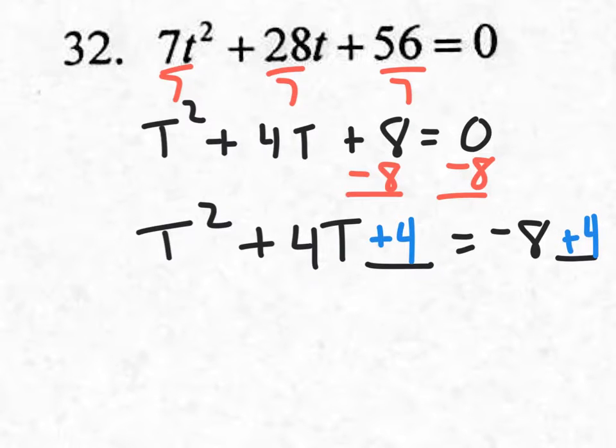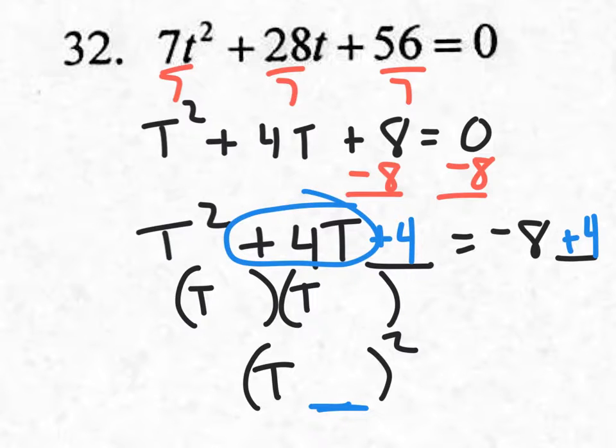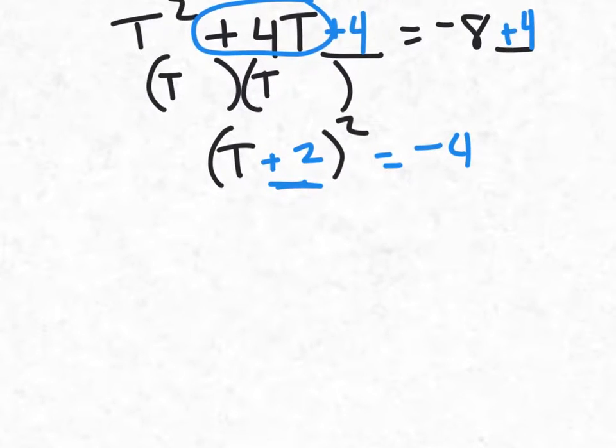So on the left side, again, I got that perfect c value so I could factor, but instead of this step, I'm going to skip straight to my binomial squared part. T, and how do you get this next piece? Half of this, half of b. So it's just going to be positive 2 squared equals -4. That's right. So let's solve this thing by square rooting.